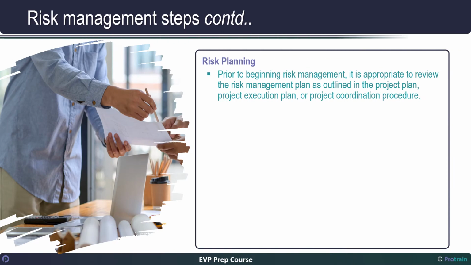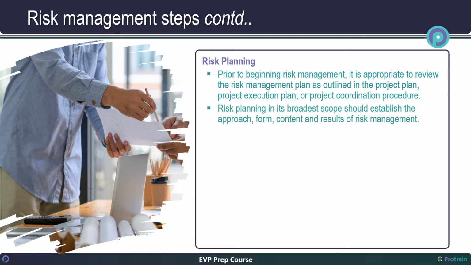Risk planning. Prior to beginning risk management, it is appropriate to review the risk management plan as outlined in the project plan, project execution plan, or project coordination procedure. If nothing has been done in this regard, it should be started. Risk planning in its broadest scope should establish the approach, form, content and results of risk management. Depending on the project, this can range from 1 to dozens of pages of content with any number of attachments, forms, and checklists.